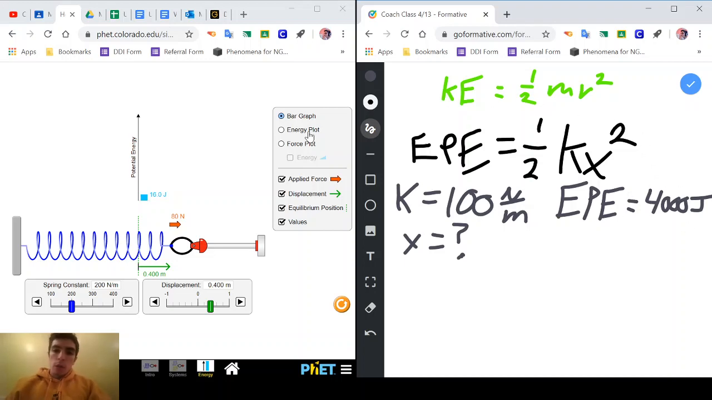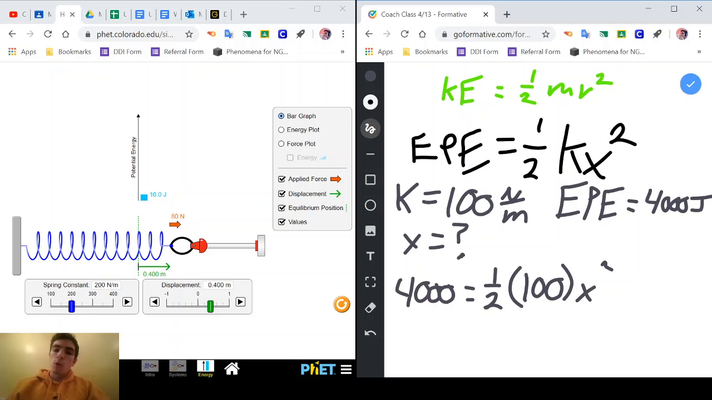So I'm just going to plug in the values that we know. We know that our elastic potential is 4,000. The next part of that equation is 1/2 times now our K value, and then we don't know X yet. So I'm going to multiply our 1/2 times our 100. That gets us 50. And then we still just have our 4,000 on the other side.